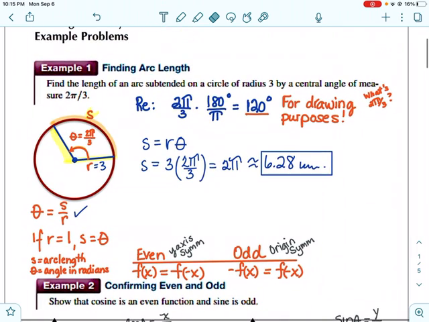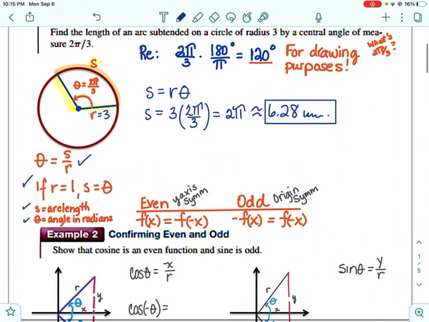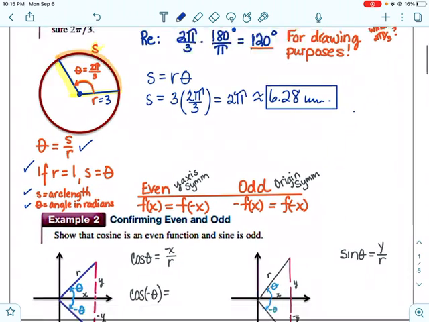So keep in mind, the S is the arc length in that formula, and the theta is an angle in radians. Remember that if R is equal to 1, then S is equal to theta. So, okay, so I'll give you that one. The arc length was 6.28.